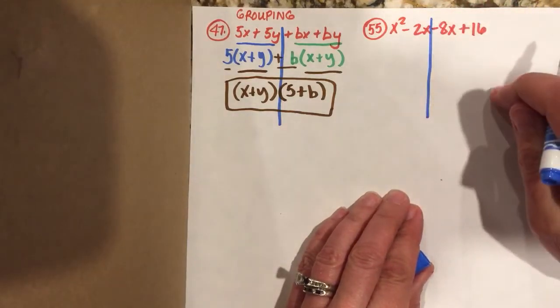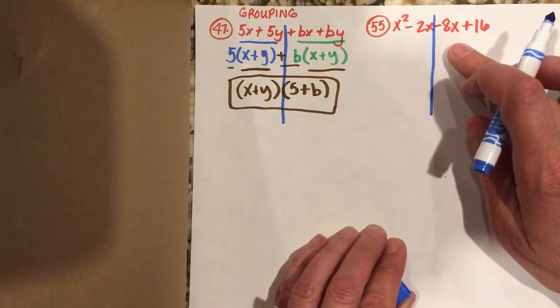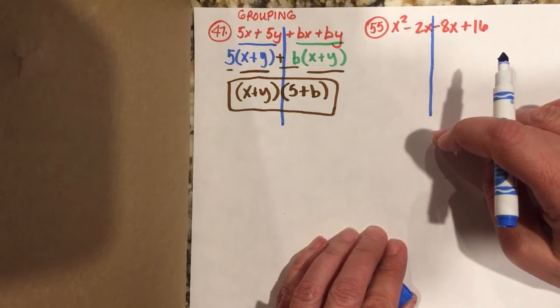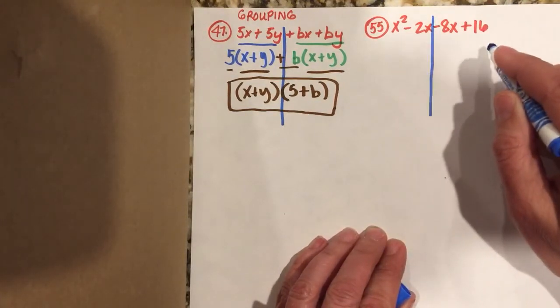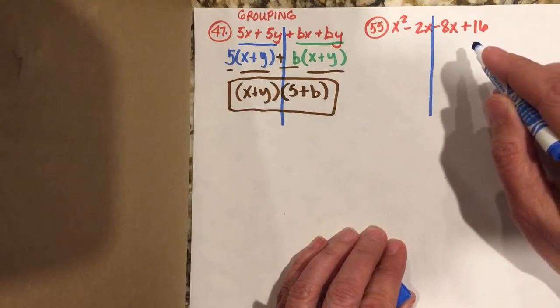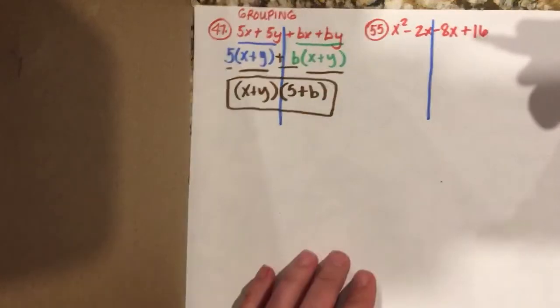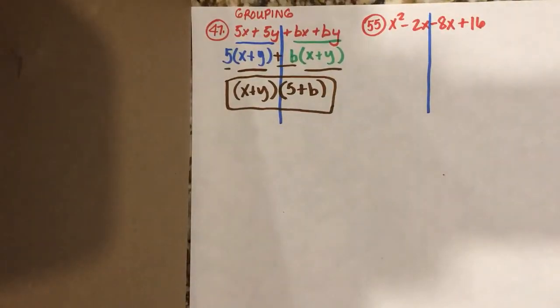Okay, so I have four terms here. I could combine the 2x and the 8x, and that would give me a trinomial, x squared minus 10x plus 16, at which point I could factor that using our regular factoring. But I'm going to go ahead and use grouping in this scenario because we need to practice grouping.